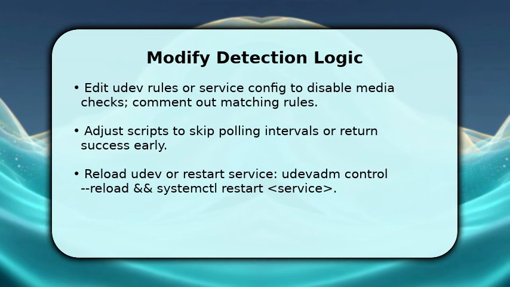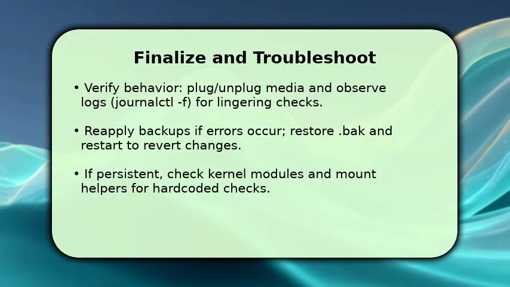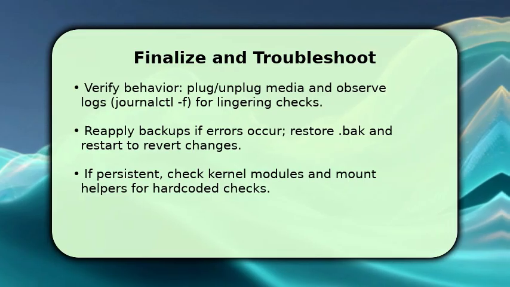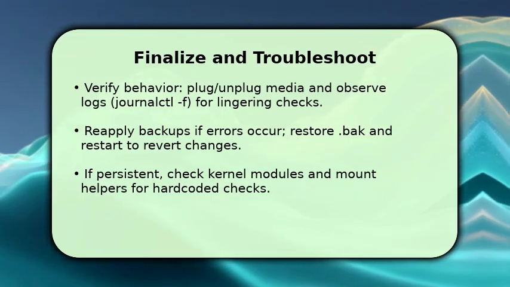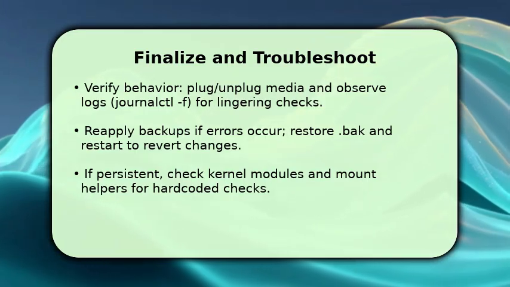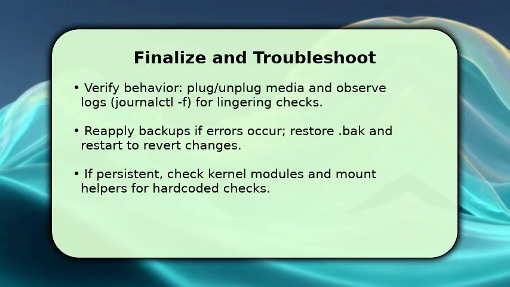may have missed. Finish by verifying the system no longer performs unwanted media presence checks. Plug and unplug a device while watching logs with journalctl -f and reproduce the original trigger. If something fails, revert immediately by restoring your backup files and restarting the service. That returns you to a working baseline.